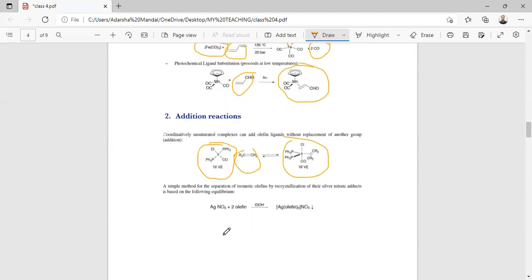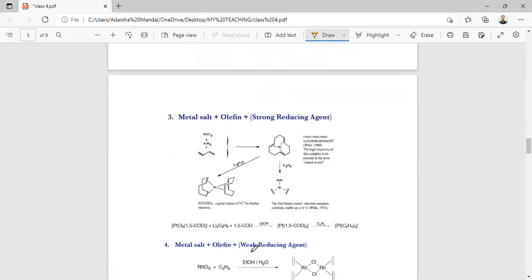A simple method for the separation of isomeric olefins by recrystallization of the silver nitrate adduct is based on the following equilibrium. Here AgNO3 reacts with the olefin in presence of ethanol. Here Ag(olefin)2 and NO3 is precipitated. That's why the metal alkene complex is formed.